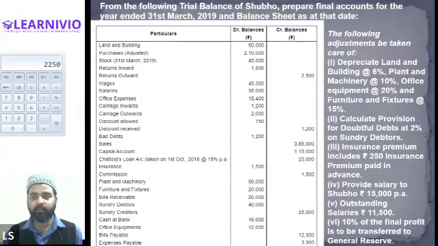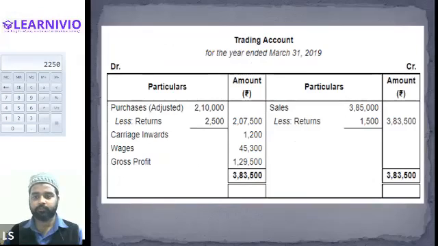I had that closing stock error. You had the trading 40,000. Okay. So I already told you, whenever adjusted purchases are given in the question, you are not required to record the closing stock in the trading account. But the closing stock must be reflected in the balance sheet. It should not be recorded in the trading account, since adjusted purchases are already given in the question. So this is how the trading account will look.